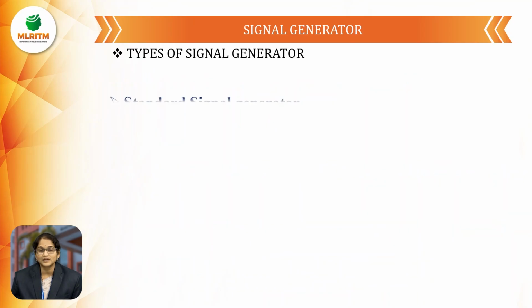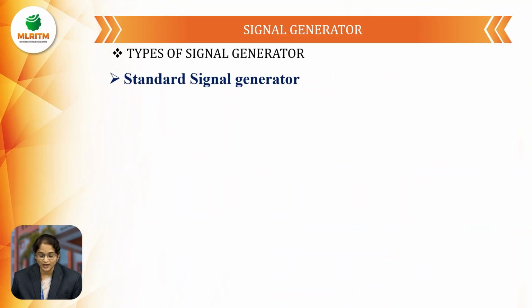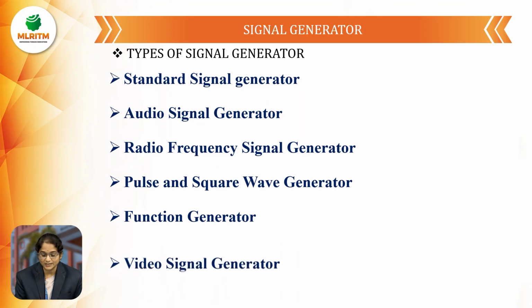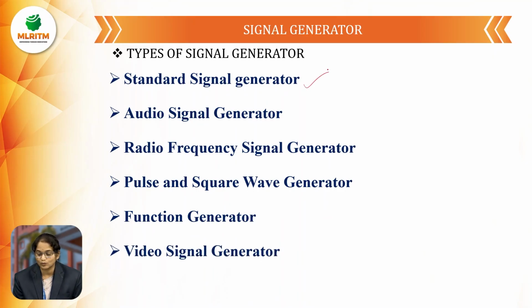Then next, what are the types of signal generators? Already we saw the first one, the standard signal generator, and how we generate the standard sine wave with its help. And then the audio signal generator, the radio frequency signal generator, the pulse and square wave generator, the function generator, and the video signal generator. We'll discuss the standard signal generator first.